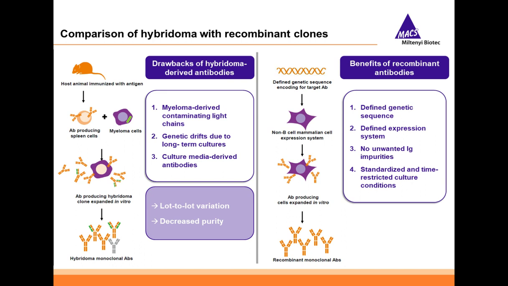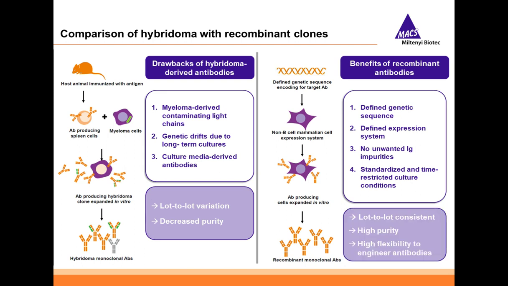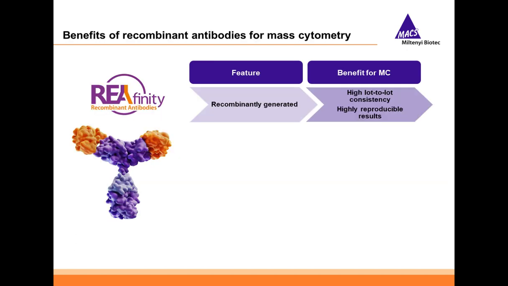Recombinant REAfinity antibodies, on the other hand, are genetically engineered. The defined DNA is introduced into mammalian cells, which are programmed to only express the product of this DNA sequence. Because they are not derived from B cells and the cells are cultivated in defined culture conditions, no contaminating light chains or antibodies can be present. And furthermore, the cells are reproducible when the cell line might die out. Due to all these aspects, lot-to-lot consistency as well as purity of the product is ensured. And because they are all genetically engineered, they can also be altered in a defined way.